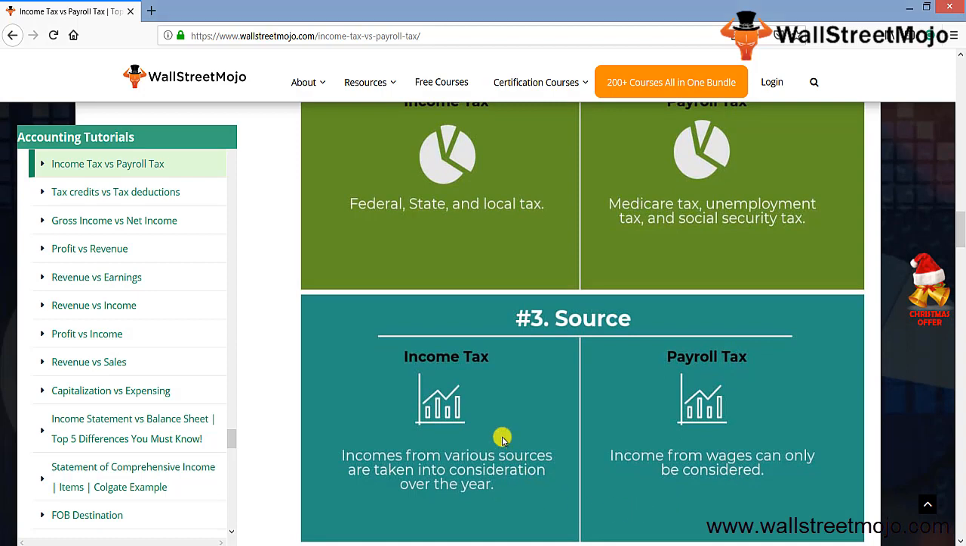Now, what exactly is the source for these kinds of taxes? Income from various sources is taken into consideration over the year, and that includes capital gains, salaries, and house property. If you have a business, then income from business and profession, and if you have other incomes, then income from other sources also. What about the payroll tax? Only income from wages can be considered. As the name payroll suggests, only the wages will be considered here.